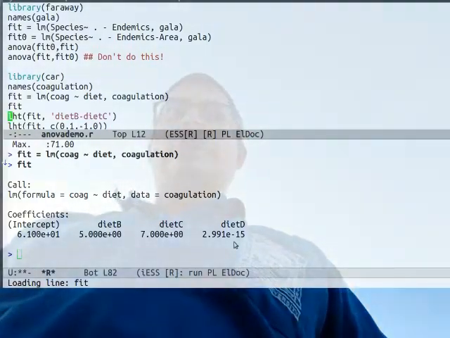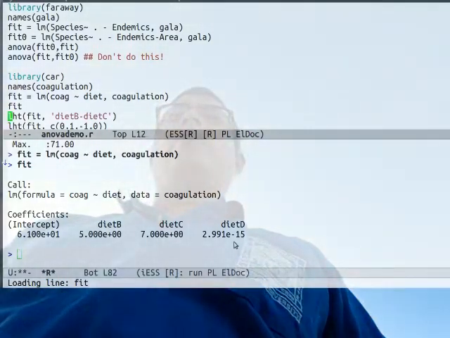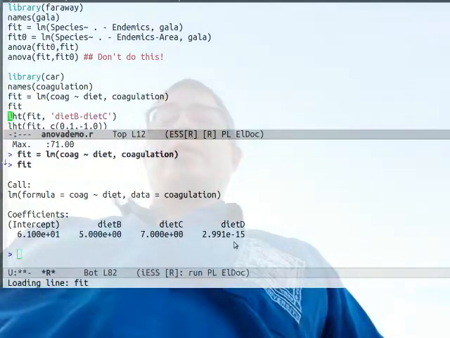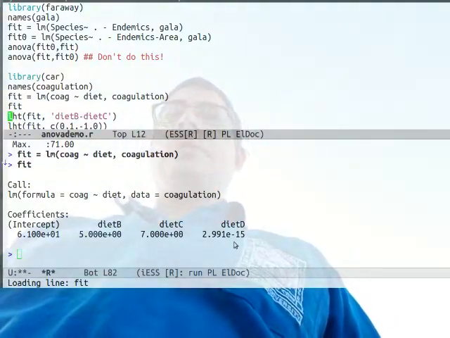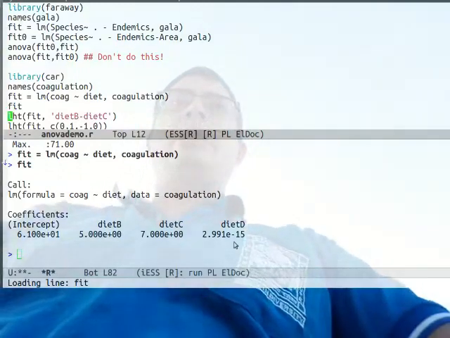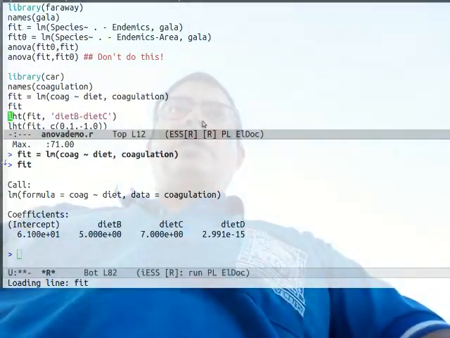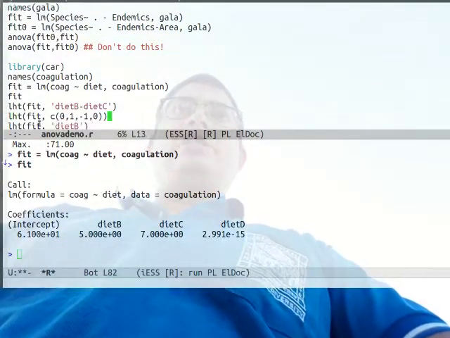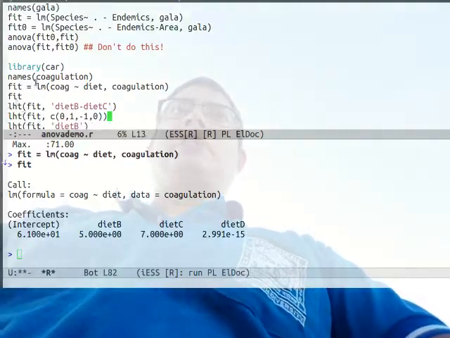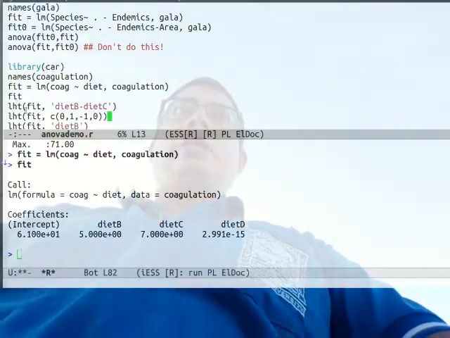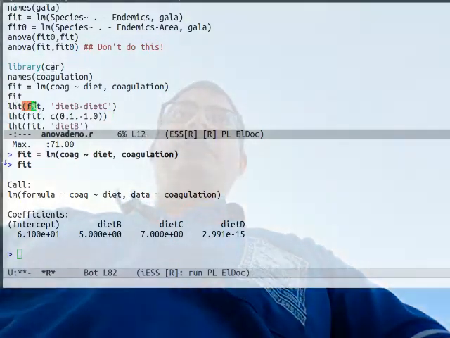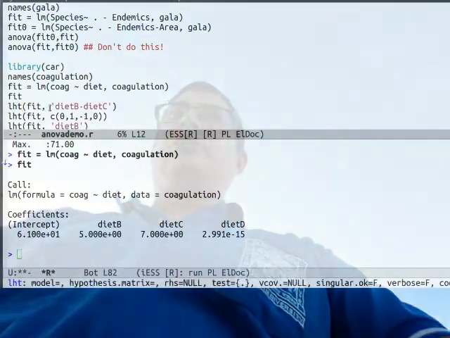Now suppose you are interested in testing whether alpha for diet B equals alpha for diet C. So alpha_B equal to alpha_C, that's what you want to test. You can write it in this way. You can just write lht, linear hypothesis testing, that's what I took from the car package. Then write down the model fit, something that you are declaring as a good fit.